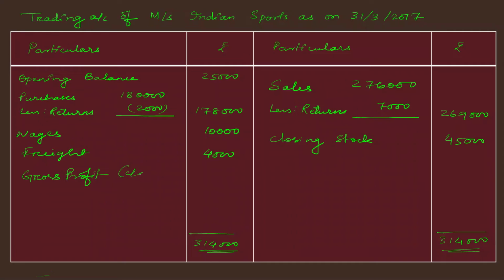That is around 97,000. So this is the gross profit which will be carried forward in your PL account also. So now we will prepare our PL account. So PL account of Messrs. Indian Sports as on 31st March 2017.